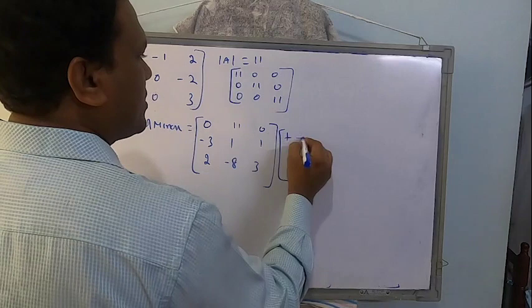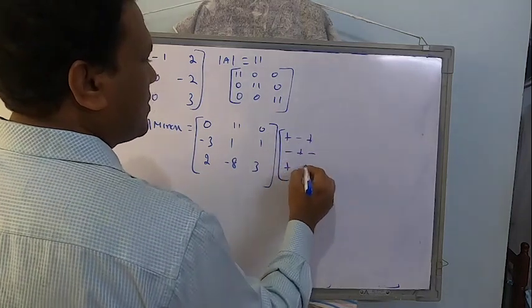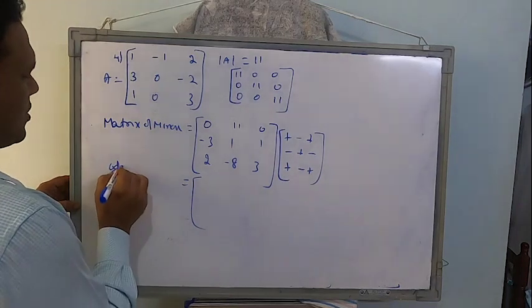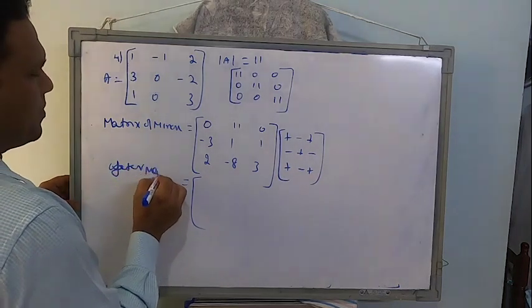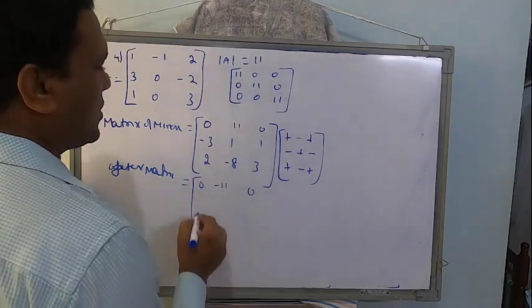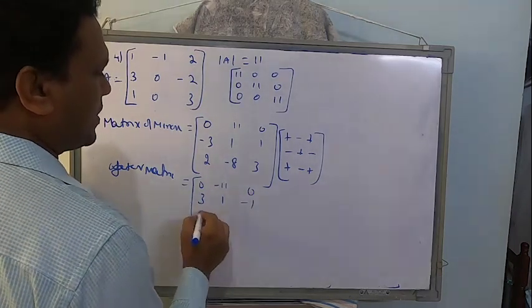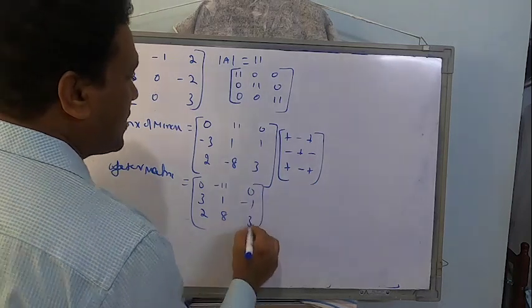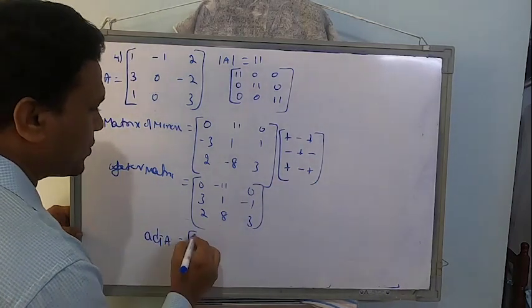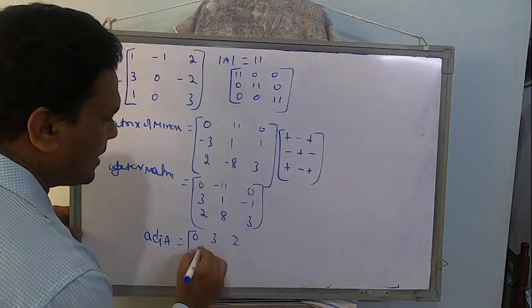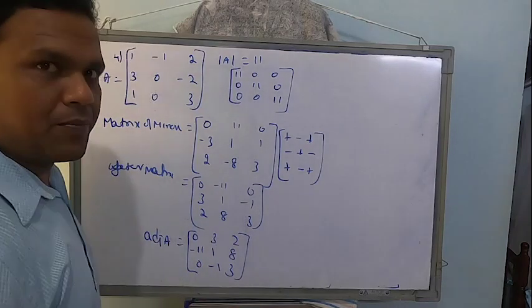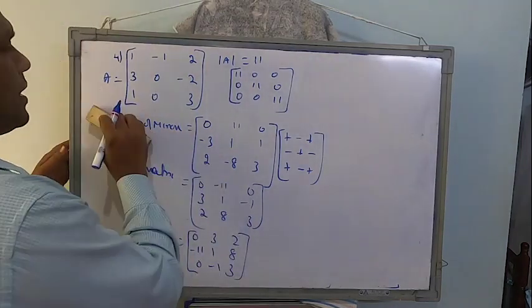So multiply this with the sign matrix. This is the easiest method to reduce errors. This matrix will be called the cofactor matrix. Fine, so it's going to be 0, minus 11, 0; minus 3, 1, minus 1; 2, 8, 3. And the transpose of this is the adjoint. So 0, 3, 2; minus 11, 1, 8; 0, minus 1, 3. That is adjoint. Okay.